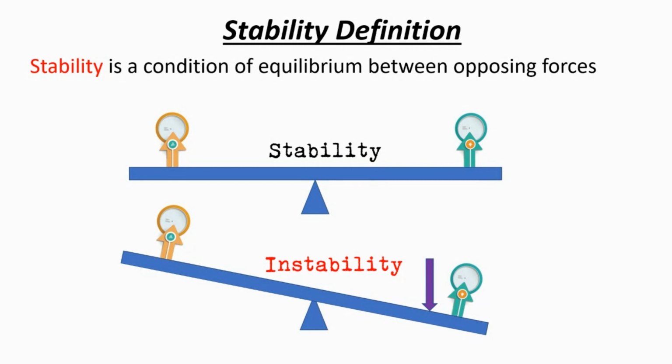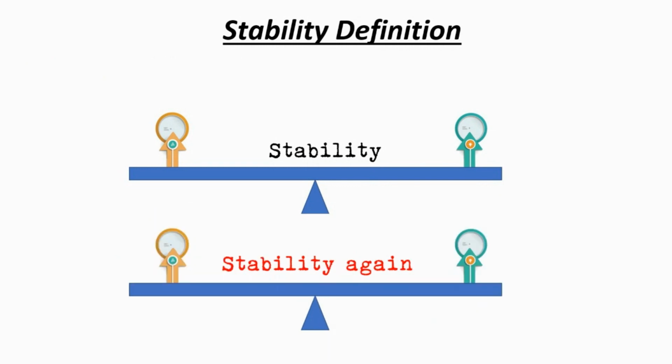the system will be unstable, and it has to regain stability again. These opposing forces keep track of the system, so that whenever there is a disturbance, it will regain stability. It will push it again to the stable condition.